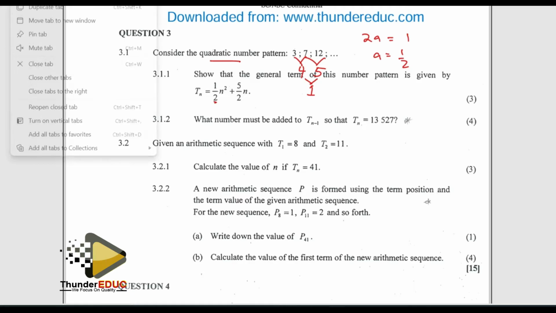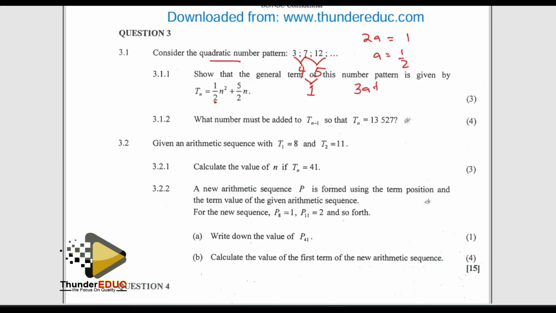And then we know that 3a plus b must give us the first term of the first difference, which is a 4. Replacing a with a half gives 3 over 2, plus b must give us a 4, and then I transpose. So b is 4 minus 3 over 2, that is 5 over 2, which is our b here.